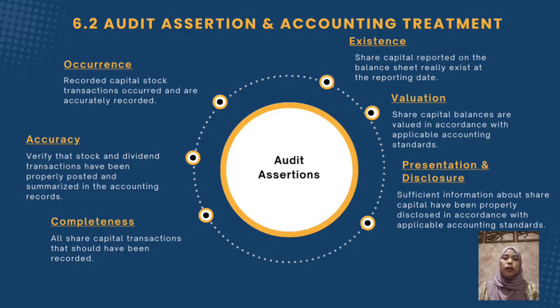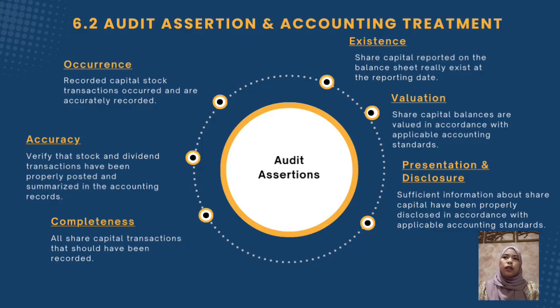Auditors may perform recalculation or trace entries from supporting documents to the accounting system to confirm accuracy. The third assumption is completeness, which ensures that all equity transactions that should be recorded are included in the financial statements. This is important because missing transactions such as unrecorded share issuance or dividends can misstate the financial position of the company. The fourth assumption is existence, which confirms that the equity balance reported actually exists at the reporting date.